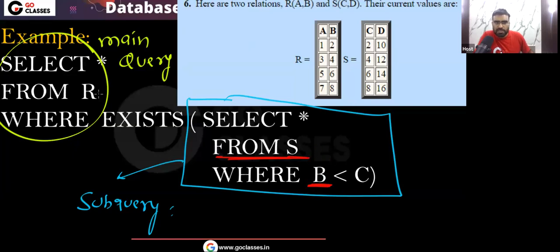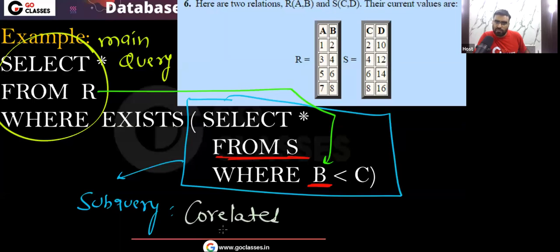So whose B is this? This is the B of R. Yes or no? So is this simple or correlated? Please tell me. This is correlated. So will you take care? Some students were saying simple. Is this simple or correlated? This is not simple. This is correlated.